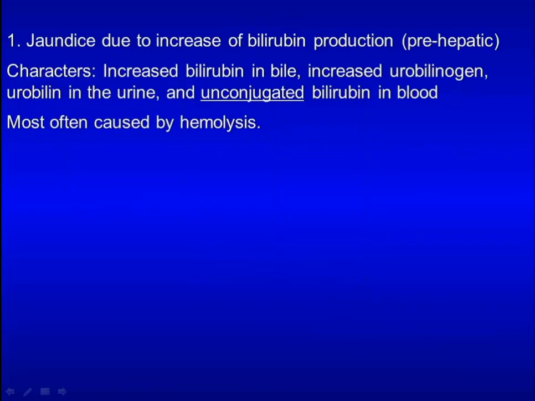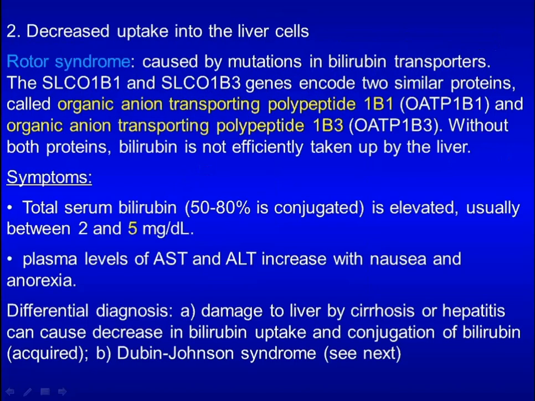Prehepatic conditions causing jaundice also cause increased bilirubin in bile, increased urobilinogen, increased urobilin in the urine, and unconjugated bilirubin in the blood. Jaundice in this category is most often caused by hemolysis. Rotor syndrome is caused by mutation in bilirubin transporters, specifically organic anion transporting polypeptide 1B1 and organic anion transporting polypeptide 1B3. Without these proteins, bilirubin is not efficiently taken up by the liver.